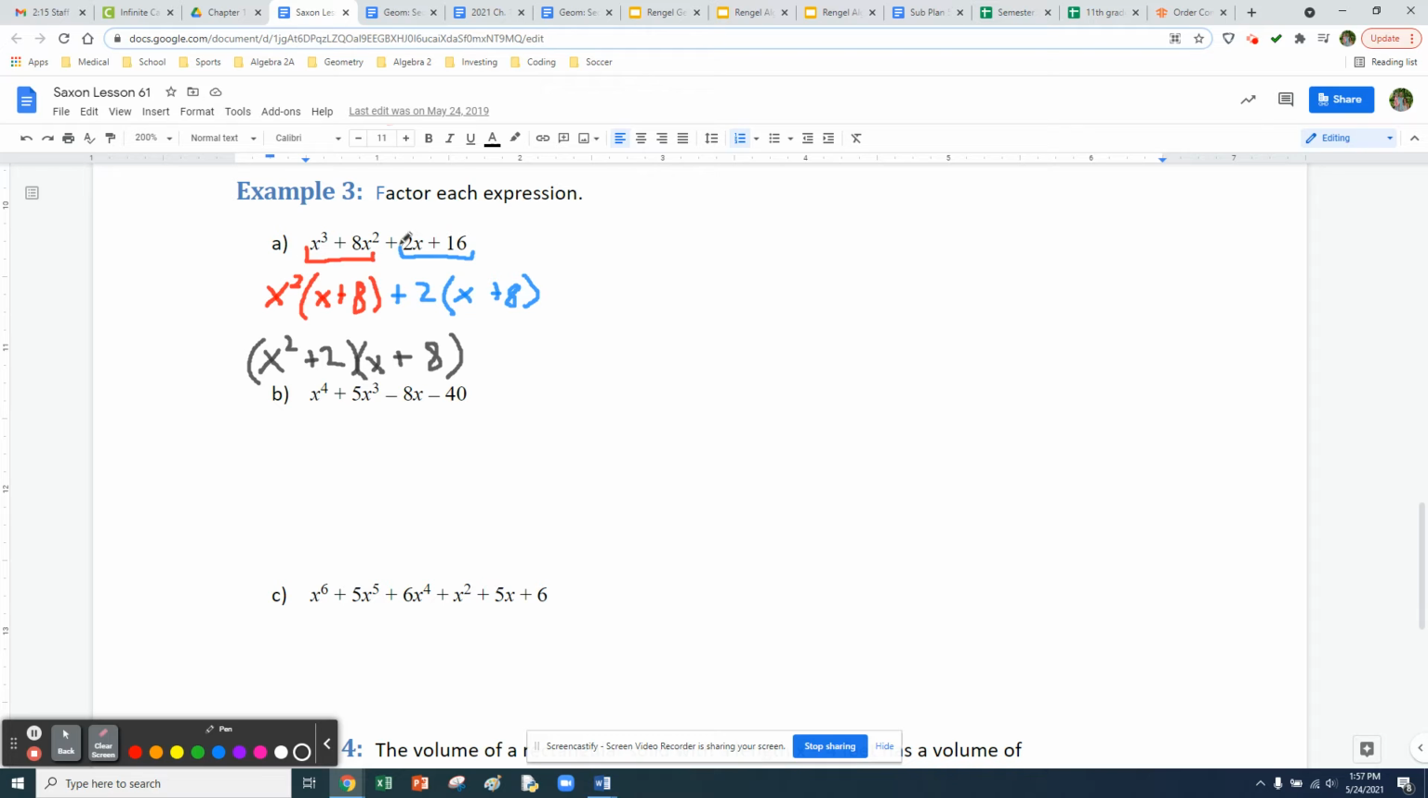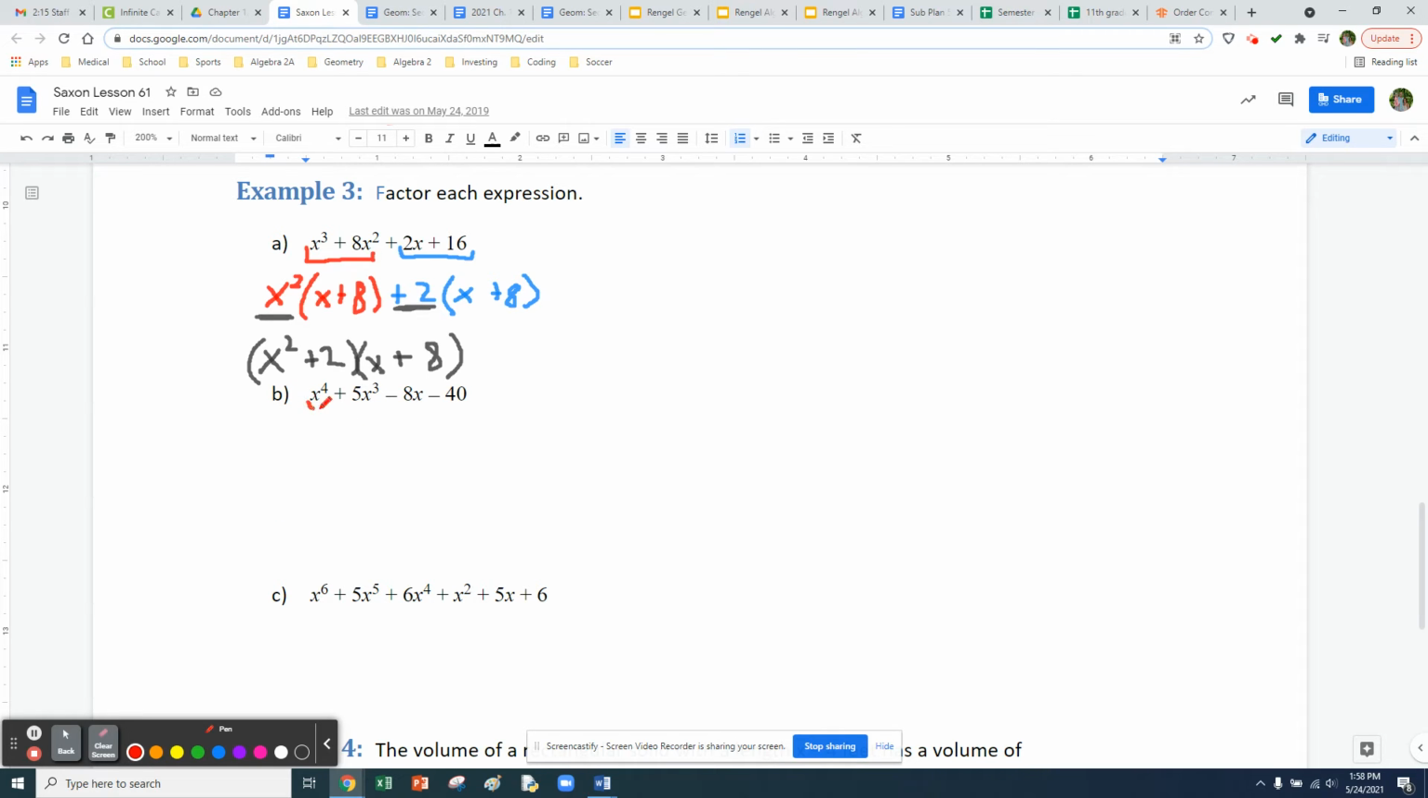To recap, we look at the first half of our terms, look for a GCF, and factor it out. Second half of our terms, look for a GCF, and factor it out. Now we've got this common x plus 8, and we can rewrite it as x squared plus 2 times x plus 8. I'm getting the x squared plus 2 from this term and this term, and the x plus 8 that's in common factors out. Let's move on to part 2.